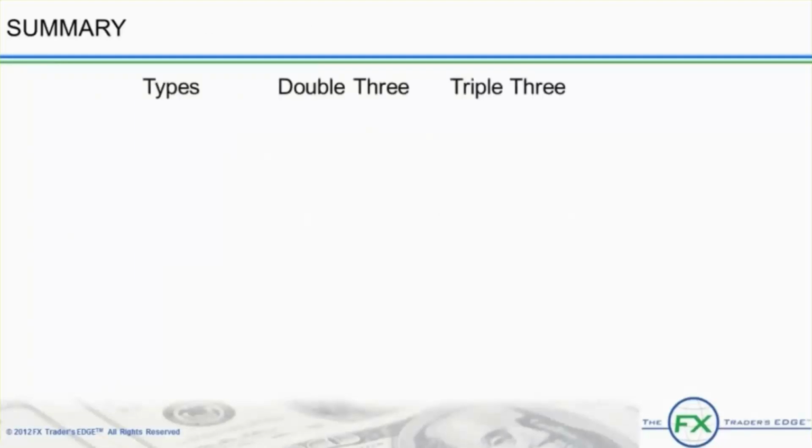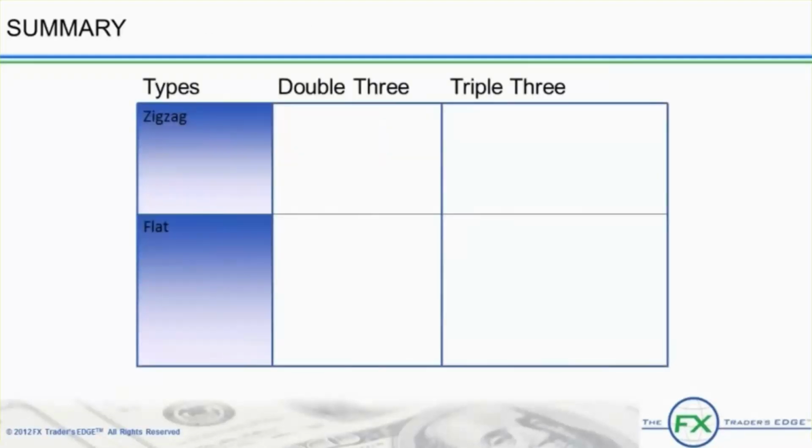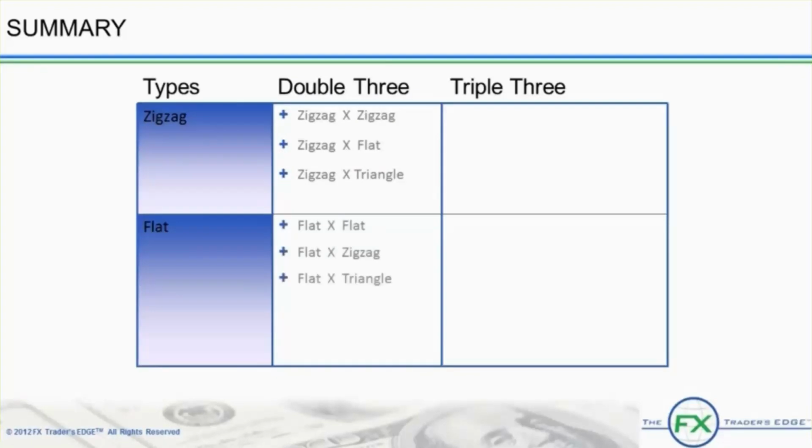This is a summary of the zigzag double and triple threes and flat double and triple threes. A triangle can never begin a combination pattern. Only a zigzag and a flat can. Possible zigzag double three combinations are zigzag, zigzag, zigzag flat, and zigzag triangle. Possible flat double three combinations are flat, flat, flat zigzag, and flat triangle.